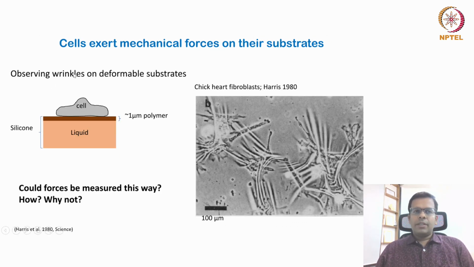So what will happen if you put your cell on a deformable substrate? Cells exert mechanical forces on their substrate. Suppose this is a silicon substrate and you put a cell here, then the cell will apply certain kinds of forces on the substrate. So you can see this kind of wrinkles in the substrate. Can we measure the force this way, that is, how much force this cell is applying on its substrate where it is growing?